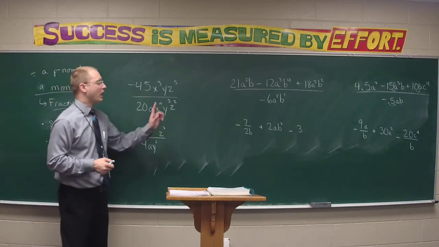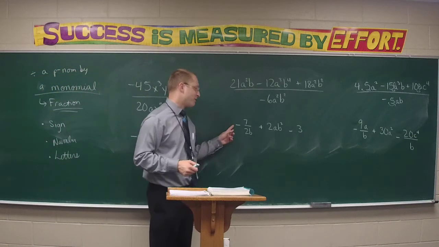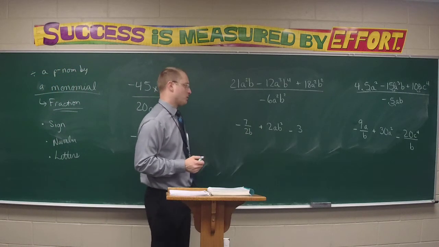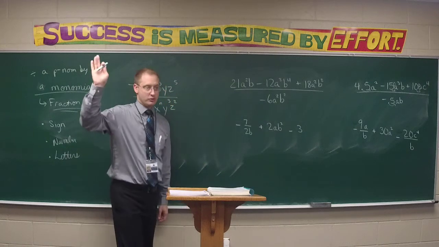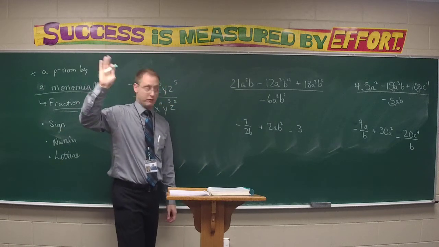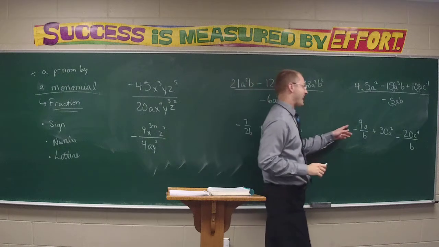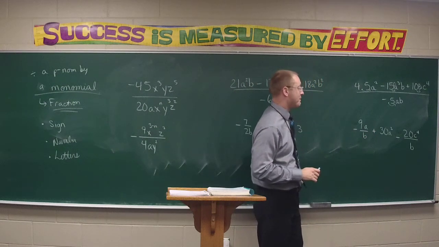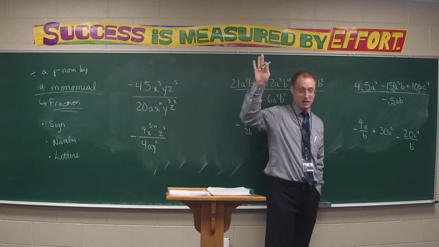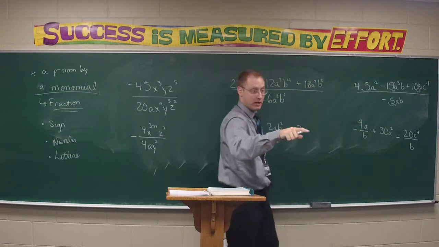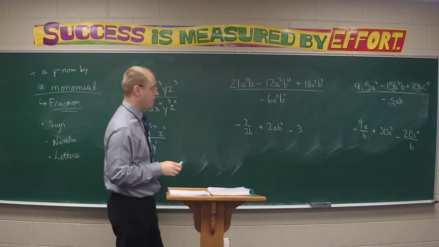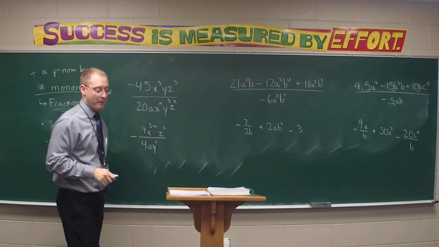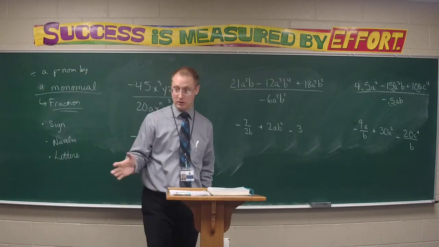Okay, all right. On the next one, negative 7 over 2b plus 2ab squared minus 3. How many have that answer for the second one? Perfect. And then for the last one, negative 9a over b plus 30a squared minus 20c to the 4th over b. How many got that one as well? All right, question there, Michael? Nothing. All right. Any questions at all on dividing monomials? Feel like we've got a good handle on that.